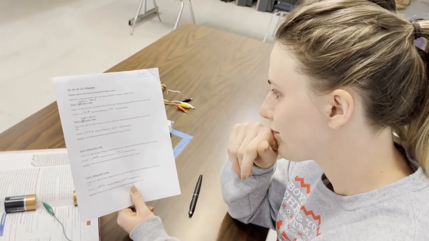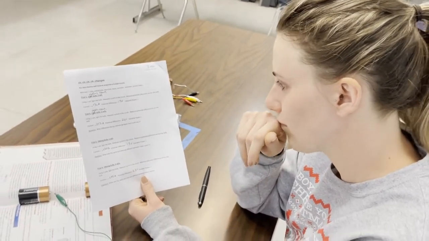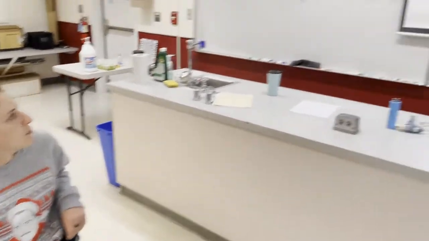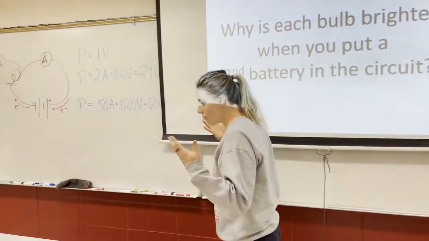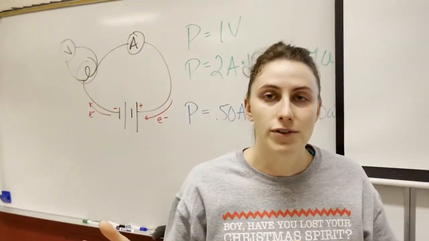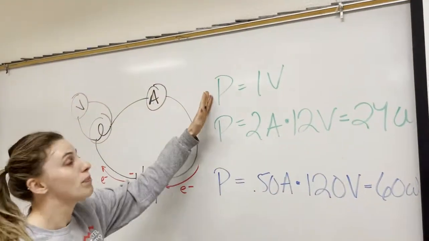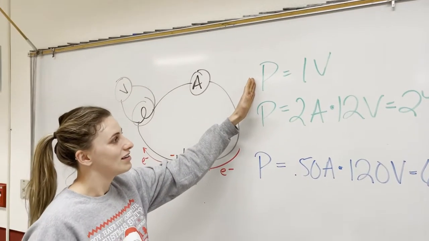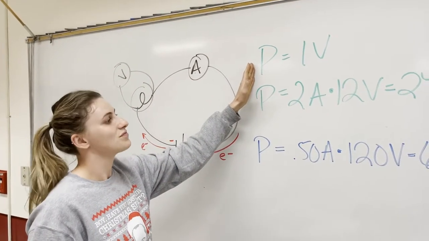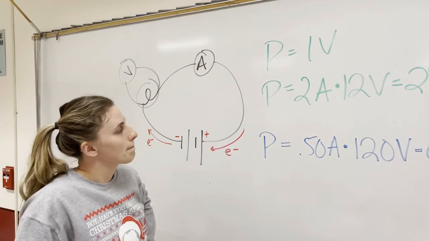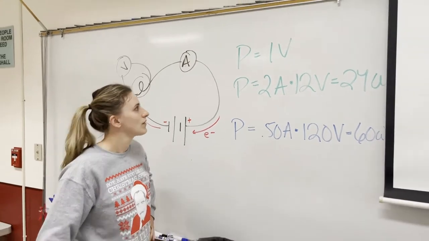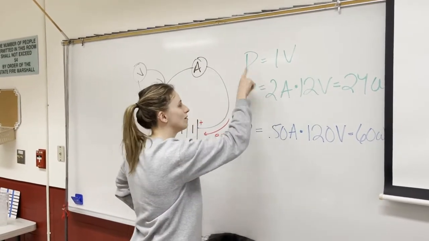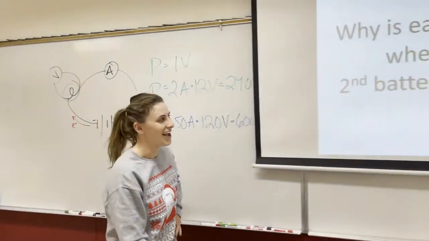So not only did the current go up, but the voltage went up. And it got brighter. Okay. So why is each bulb brighter when you put a second battery in the circuit? Well, you've got more current in there, and more current will make it brighter. There's more electrons flowing in there, more energy. More power. And what is power? That's energy being converted from one form to another. So you got more electrical current, more potential difference, and you're going to have more power. That is a brighter light, a greater conversion. That's right.